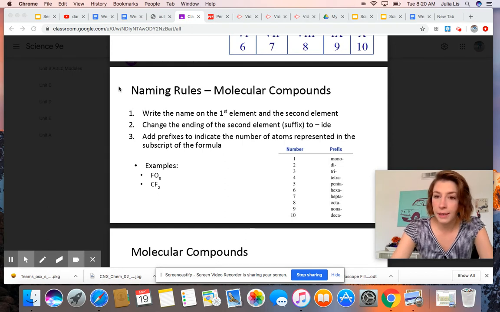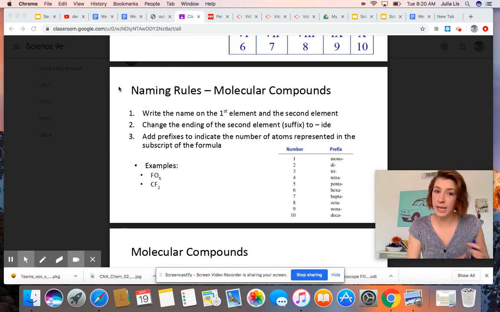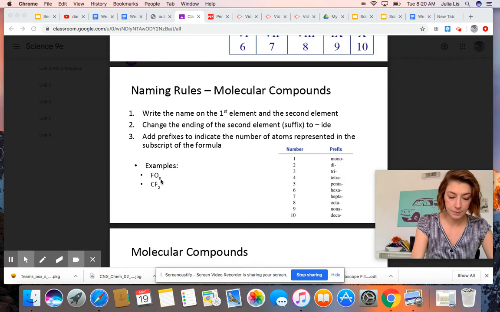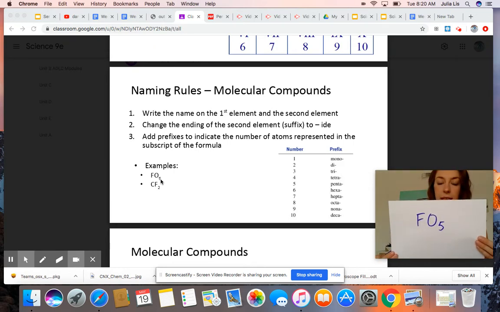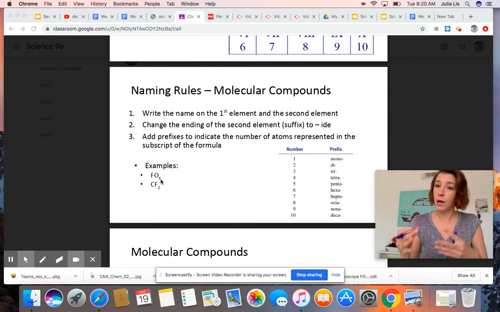But so with molecular compounds, it's going to be between two nonmetals. And the rules for naming molecular compounds are a little different than ionic compounds. And we're going to go through two examples. Okay, so the examples I have on the slide, and I'll write them out for you. Looks like this. So what this means, a little review, this means I have one fluorine atom and I have 5 oxygen atoms, and they've bound together to form a compound.